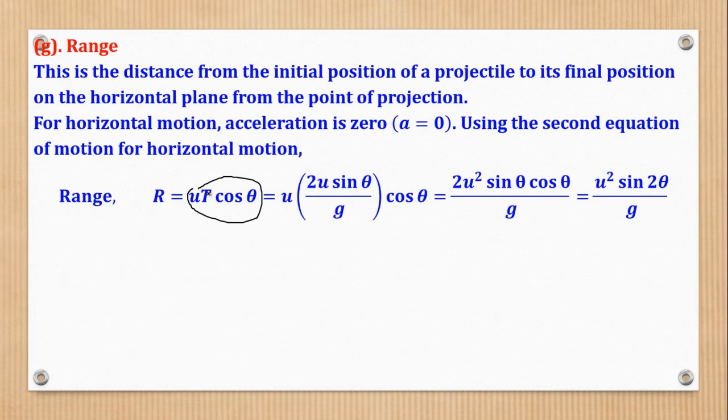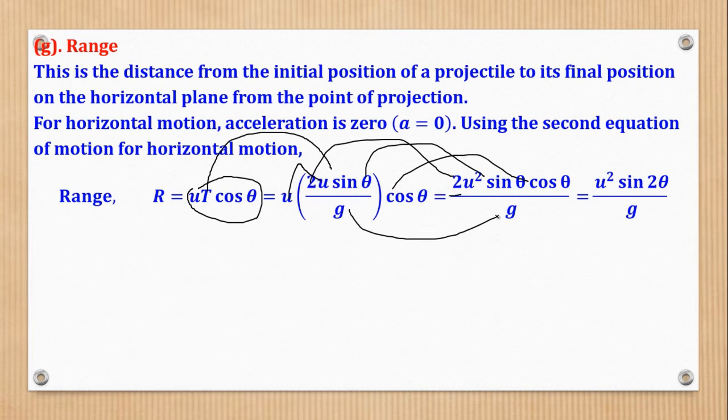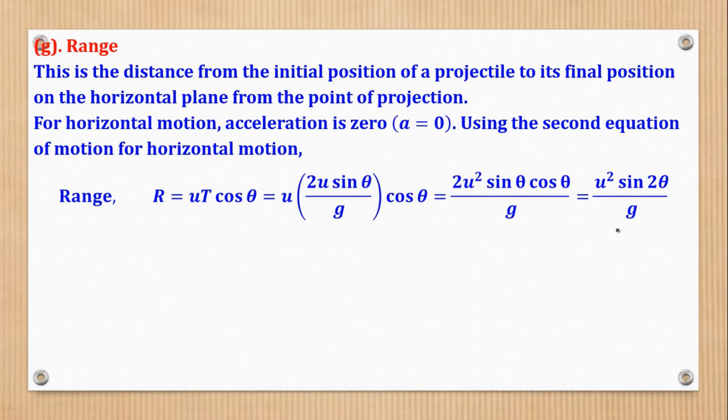Then I remember that I know the time of flight. Substitute for time of flight. Then expand: 2u times u gives you u squared. That's why you see here 2u squared sine theta cos theta divided by g. Now this one is going to confuse you, but with time you will understand it. That is when you've covered trigonometry in math paper 1.